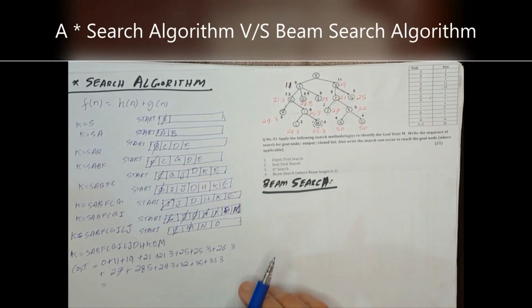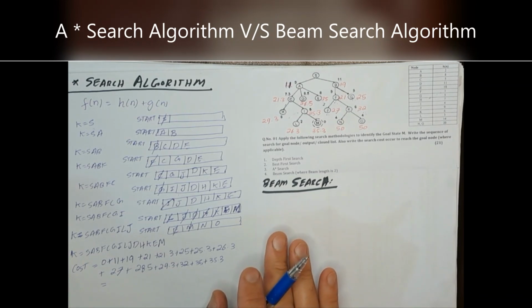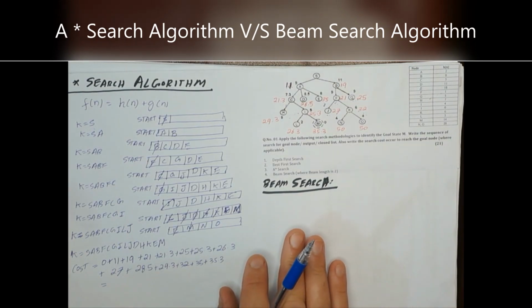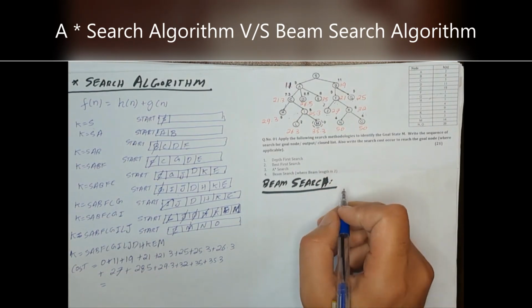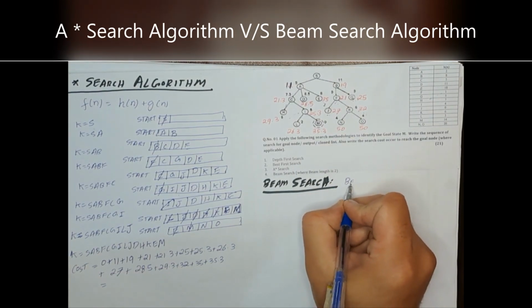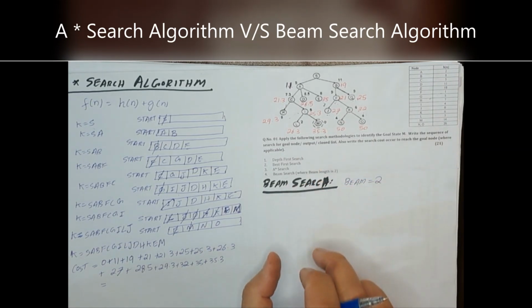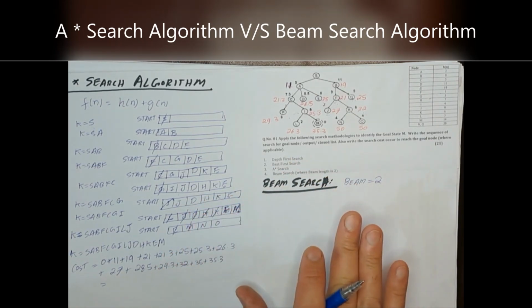Hello everyone, once again to our channel. Now we are going to work on beam search. In beam search, we are provided again with a heuristic function, h of n, and based on this value we arrange our nodes in the start list. Here we need to remember that we are provided with a beam value. In our case the beam value is 2, so at each level we can expand only 2 nodes. From start we keep just 2 nodes and discard all other nodes.